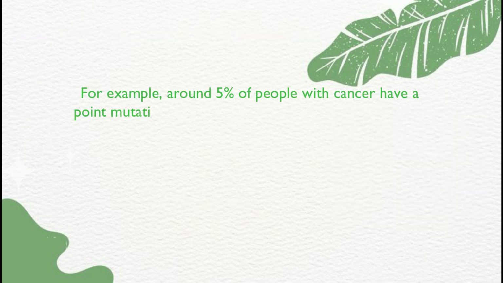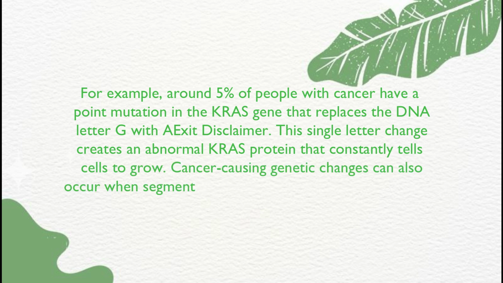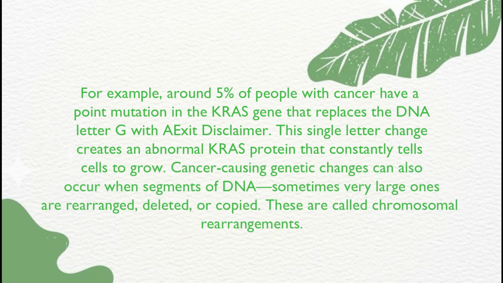For example, around 5% of people with cancer have a point mutation in the KRAS gene that replaces the DNA letter G with another letter. This single letter change creates an abnormal KRAS protein that constantly tells cells to grow.